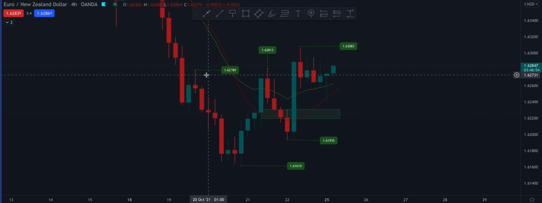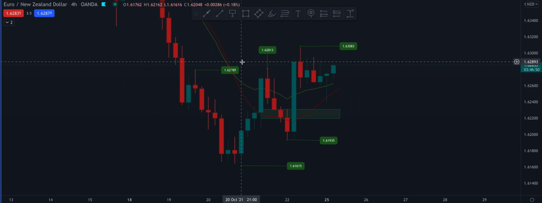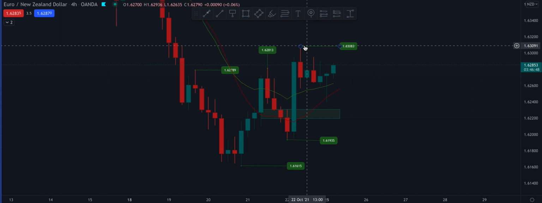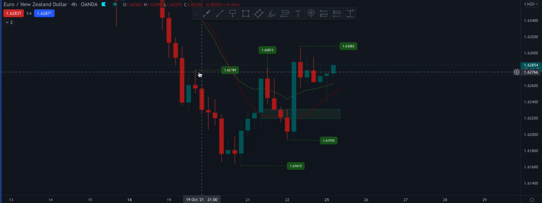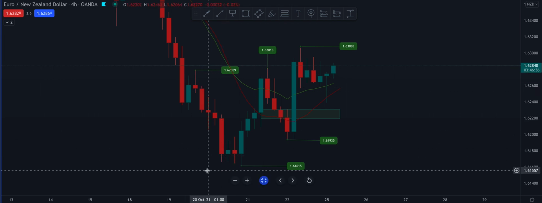Okay, so let's get into it. What I'm looking at on Euro New Zealand dollar is the fact that price made a new high on Friday. So let's break down how we got there before that happened. So price was trading at 1.62789 New Zealand dollar. Then it dropped to 1.61615.